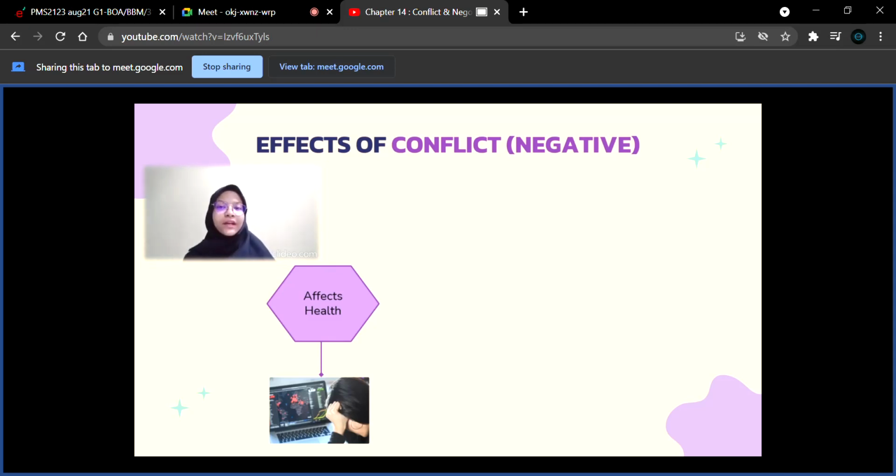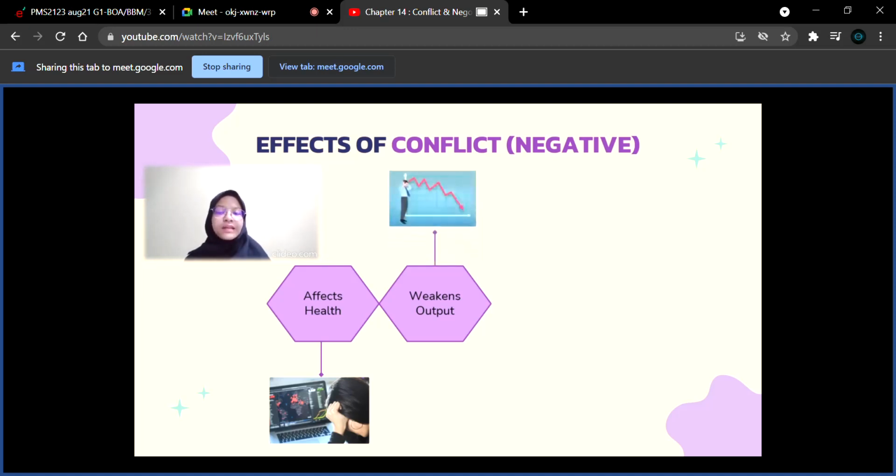The next effect is weakened output. When the conflict occurs, the member of organization will lose focus from the task, and the company goals will be delayed as they spend more time on gossiping and debating. This will result in low productivity in the organization and possible lack of money, as the goal achieving high profit is failed.